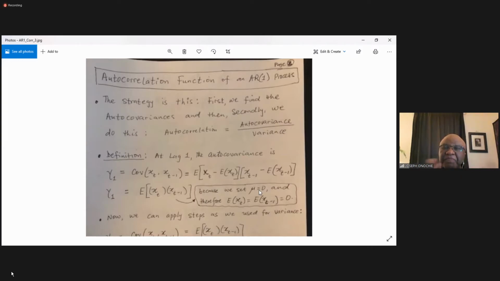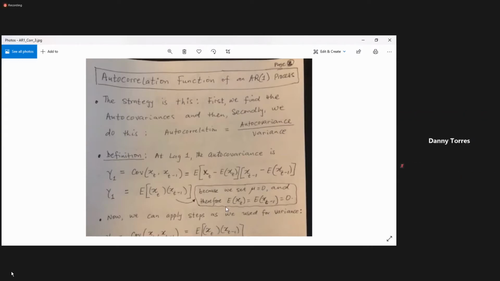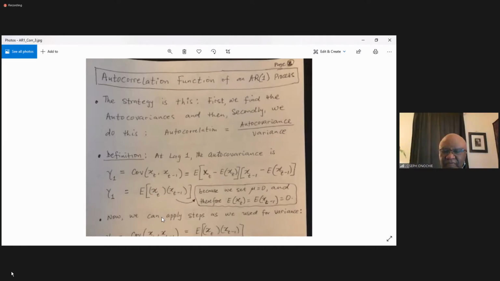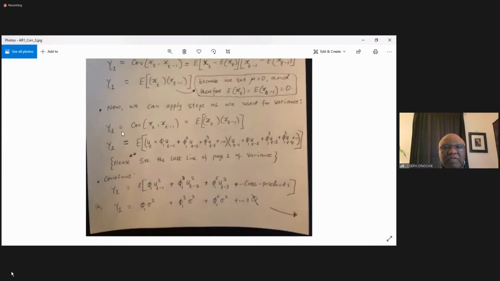Otherwise, the proof would be a problem. Got it. Okay. So when we do this, now we can apply the same steps as we used for variance. So this equals the covariance of this. We have removed the means, the mean of xt and the mean of xt minus 1. If we do this, then this is exactly the same thing as we did last Thursday.